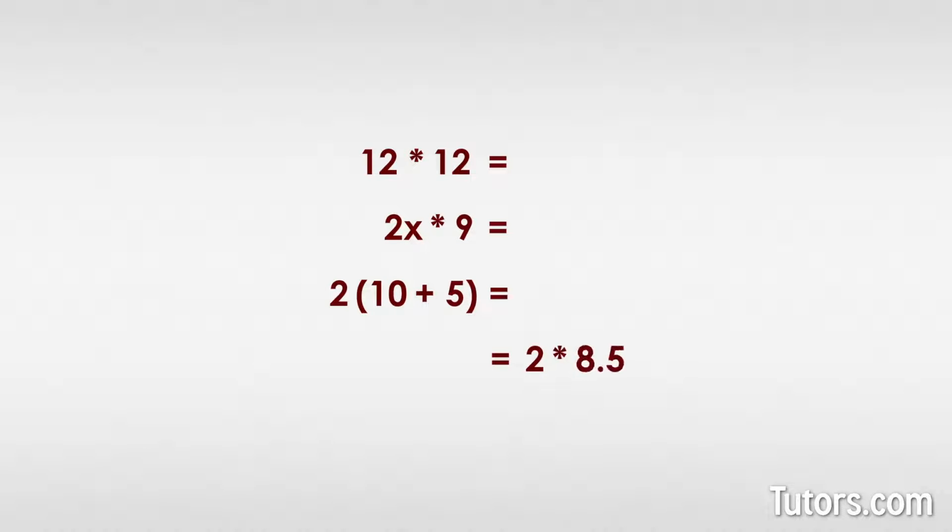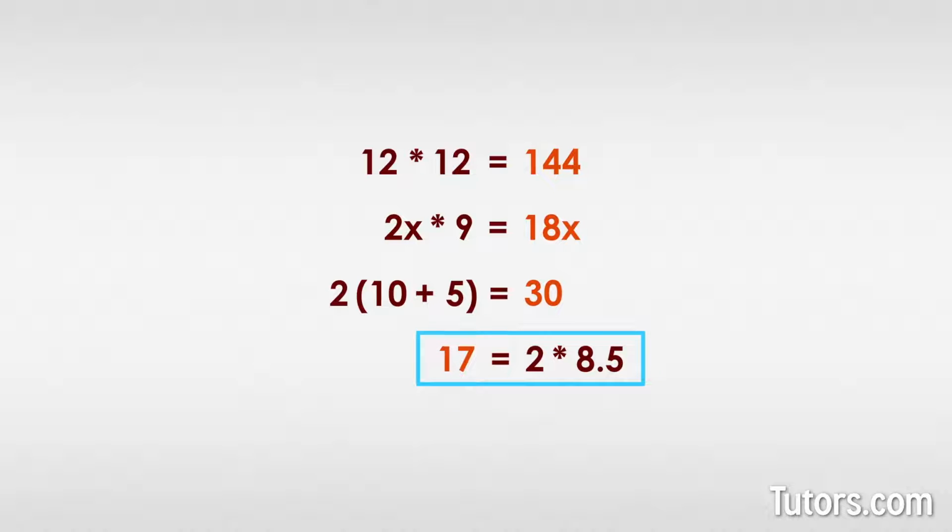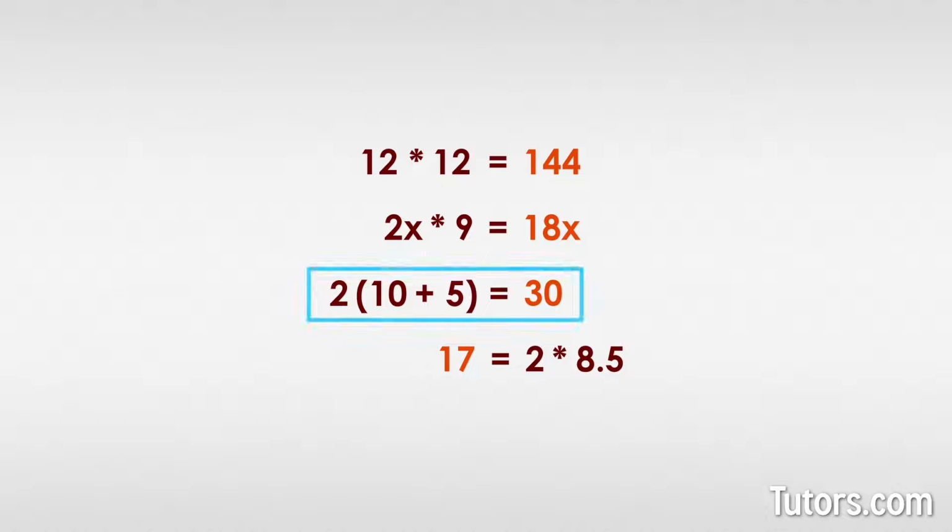The products in these multiplication sentences are 144, 18x, 30, and 17. Notice in the last sentence that the product preceded the multiplicand and multiplier. That's perfectly fine to do. Also notice in the third example we drop the x or asterisk altogether, implying multiplication with the parentheses.